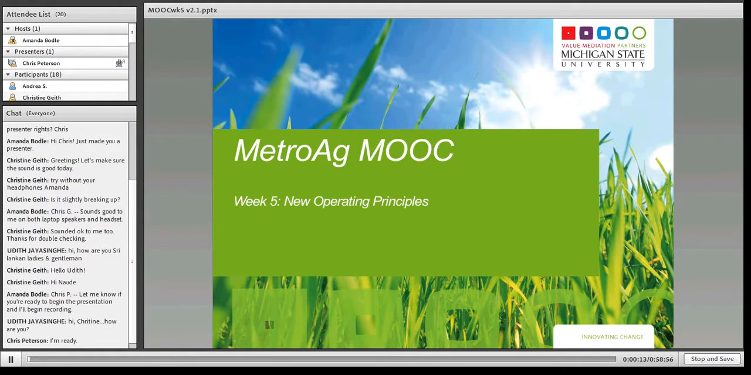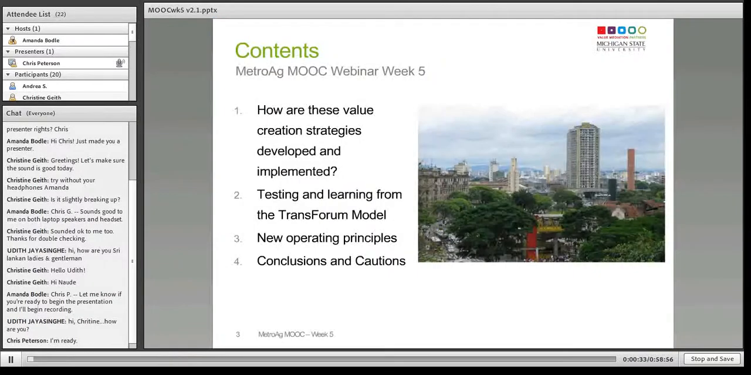We're going to cover a somewhat different topic than the last couple of weeks, because essentially we are going to focus on this fundamental question of how are these value creation strategies that we've been talking about since the beginning of the course, how are they developed and how are they implemented?